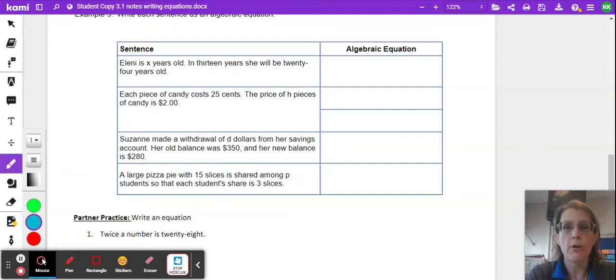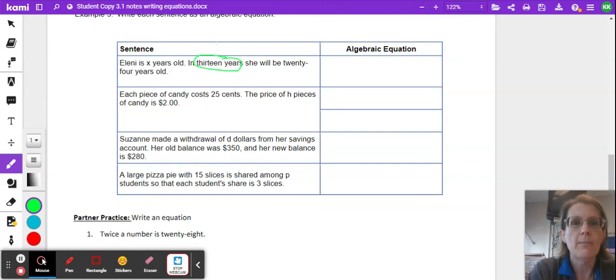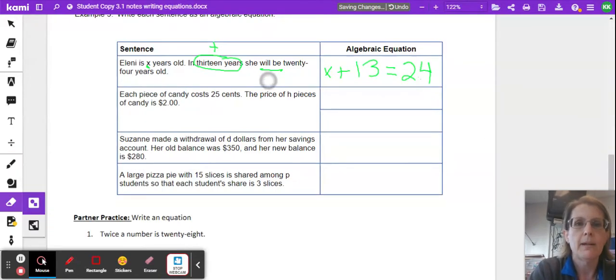And last, we're talking about word problems, and rewriting word problems as algebraic equations. Eleni is X years old. In 13 years, she will be 24 years old. So my key word there would be in 13 years. That means addition, because we would add 13 years to her current age. They tell us we have to use X this time. So X increased by 13. She will be, that's our equal sign, 24. Let me fix my equal sign.